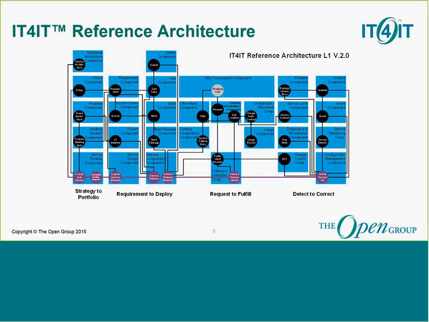This is what we call the level 1 diagram of the reference architecture. The value streams are represented along the bottom, from strategy to portfolio, requirements to deploy, request to fulfill, and detect to correct. It's like a very linear model, but it's really a continuous flow, and there's feedback all the way from beginning to end. That's one of the major features of it, this interconnectedness throughout the value streams.